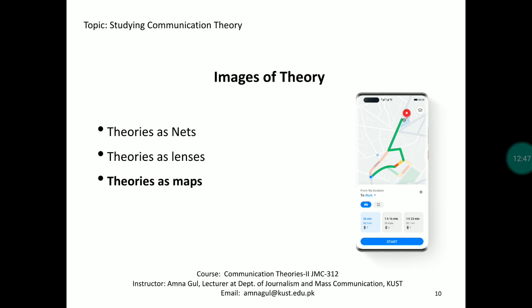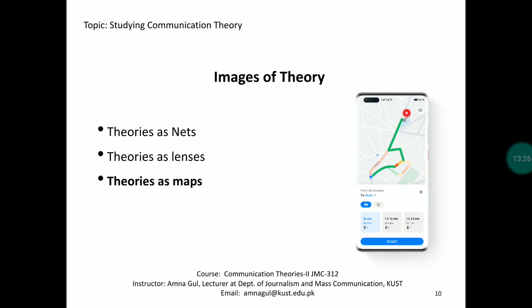Then the third one that we discussed is theories as maps. See, what does a map do? Currently, all of us have maps applications on our smartphones. Let's suppose we go to a different city, for example, Islamabad or Lahore or Karachi or any other major city, and you have to attend a conference at a certain venue. So what is the easiest way out? You just put in the location and the map navigates.